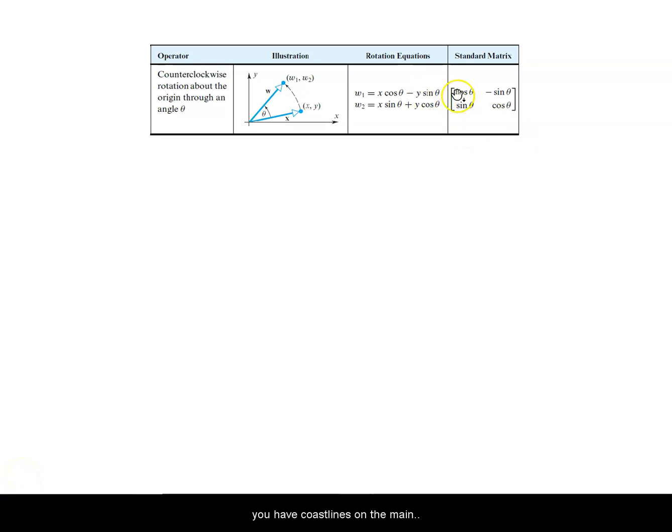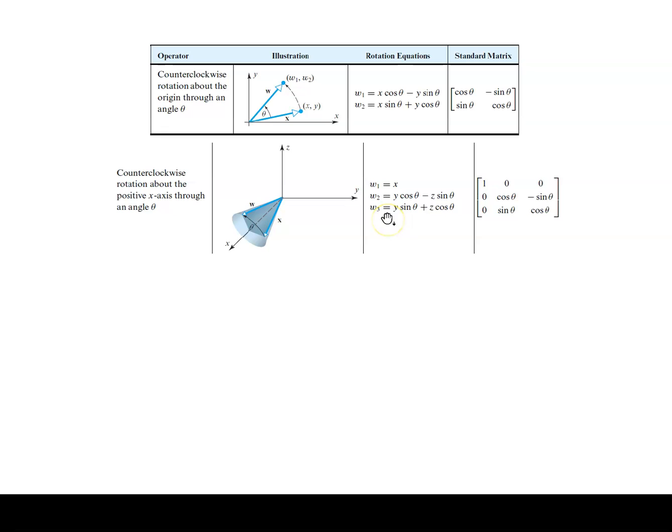So you have cosines on the main diagonal, sines across the other diagonal, with the upper right-hand corner sign being negative. Okay. Now, if we do rotations in 3 dimensions across different axes, it's a little bit different.